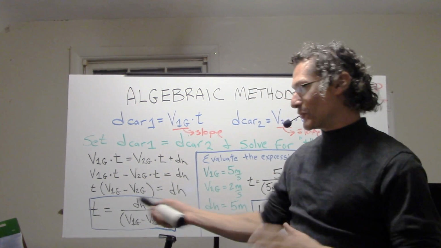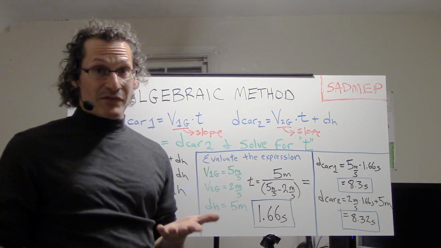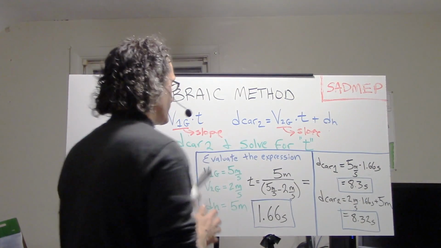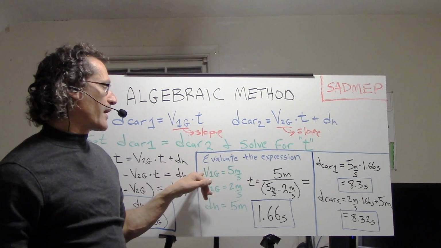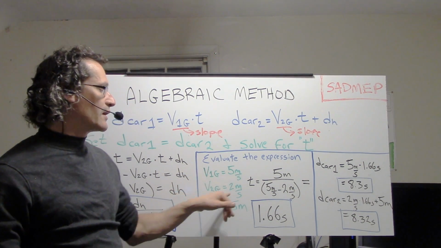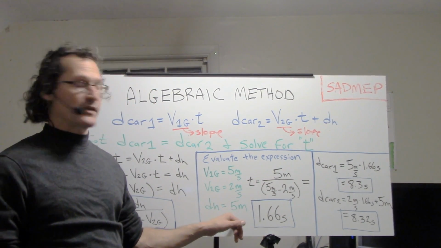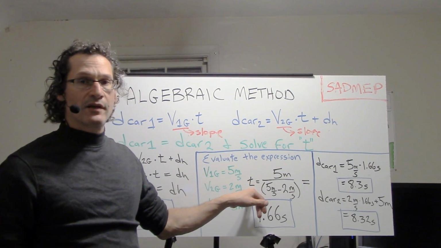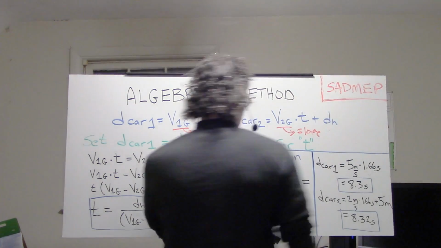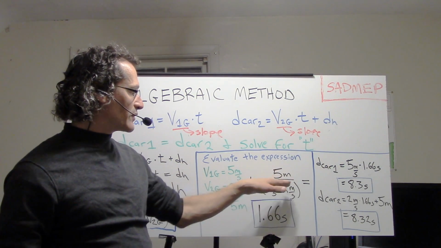I know that you're skeptical now. You want to plug the numbers in right away. No, not happening. But since we have this for t over here, now it's time to evaluate the expression. We have the values from before. v1g is 5 meters per second. v2g is 2 meters per second. And dh is 5 meters. That's the head start. So now I've plugged in the values according to this equation over here, and I get 5 meters divided by parentheses 5 meters per second minus 2 meters per second. So it's 5 over 3.